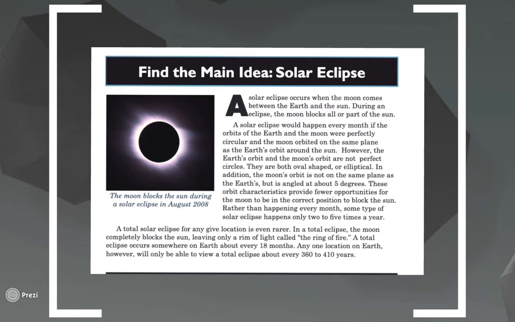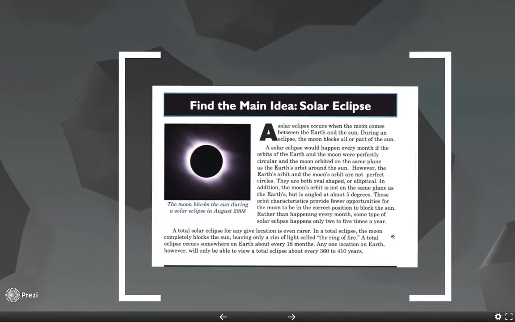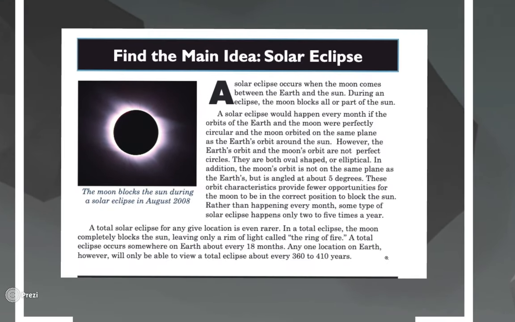The next sentence, the last sentence at the bottom of the second paragraph that starts with "these," right here, I'll put my cursor over it for you: These orbit characteristics provide fewer opportunities for the moon to be in the correct position to block the sun. Rather than happening every month, some type of solar eclipse happens only 2 to 5 times a year. So when you figure that there are 12 months in the year and a solar eclipse happens only 2 to 5 times a year, what does that tell us about the frequency of the orbit? That would be my question, right? As I'm reading this, I would try to figure out the frequency of that orbit.